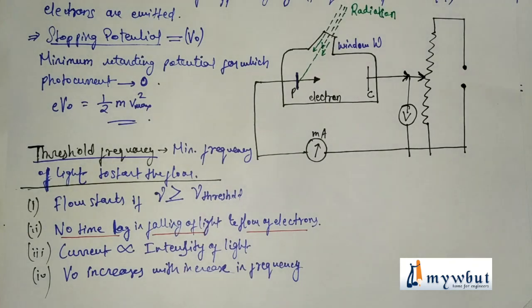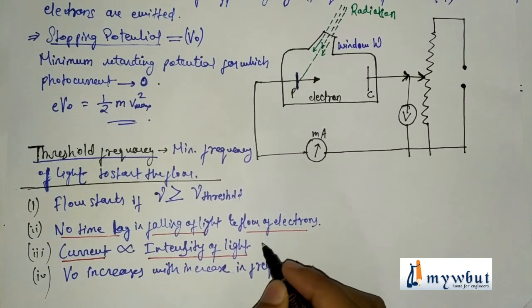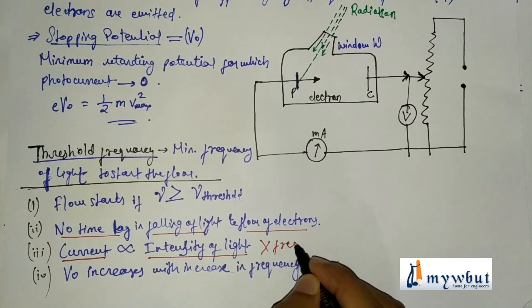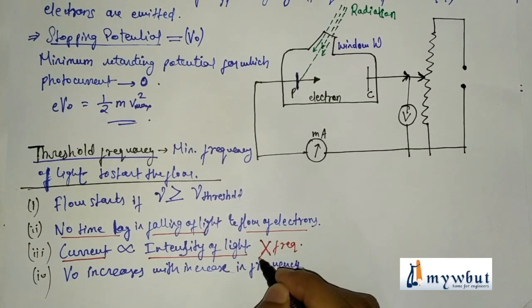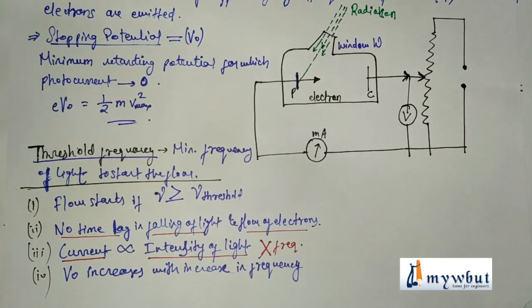Number 3: the current, that is the intensity of the current, is proportional to the intensity of the light, not to the frequency. It is not dependent on the frequency. So current depends on the intensity of light. But stopping potential, that is V naught, increases with increase in frequency of light. So V naught, that is the stopping potential of the metal, depends upon the frequency of the light falling on it.